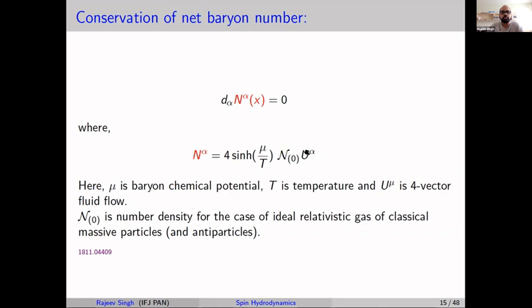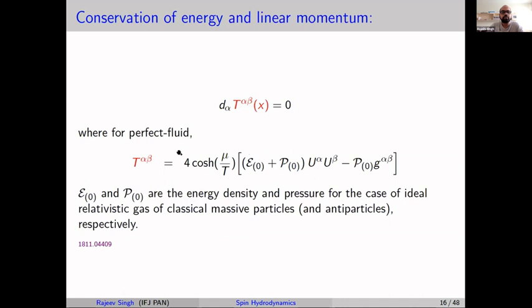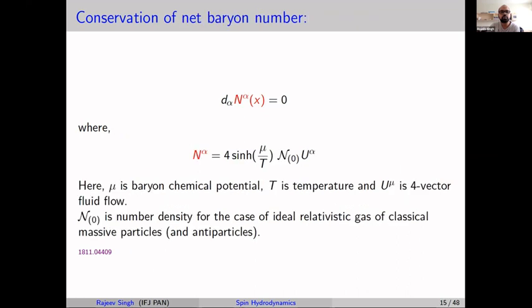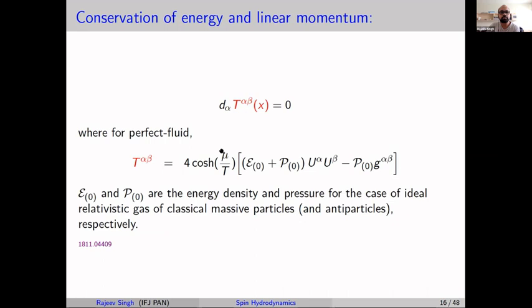And U is the flow vector, the 4-vector hydrodynamical flow vector. And T mu nu is the energy momentum tensor, which can be calculated in this form, where epsilon 0 and P0 are the energy density and pressure for the same setup. Same example, the ideal relativistic gas of classical massive particles, and g mu nu is the Minkowski metric tensor, the flat Minkowski space tensor. So we need to solve these two conservation laws to get the evolution of baryon chemical potential and temperature, and then we will go to the evolution of spin.